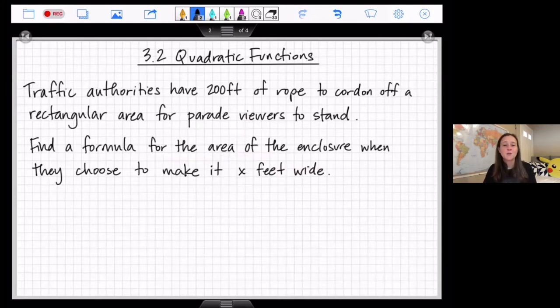On the last problem, I gave you the formula and we found the vertex. In this problem, we're going to find the function and then find the vertex. So we're going to take this one in a few steps. This says that traffic authorities have 200 feet of rope to cordon off a rectangular area for parade viewers to stand.